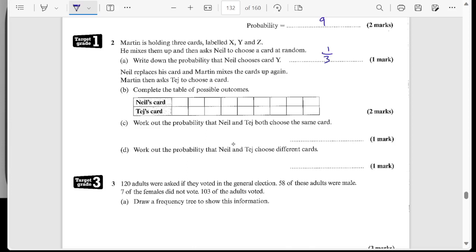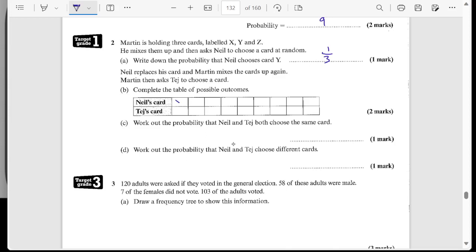Neil replaces his card and Martin mixes them up again. Martin then tells Tej to choose a card. Complete the table of possible outcomes. So we've got Neil's cards and we've got Tej's cards. Neil, so this is another way of listing outcomes. It's almost a sample space diagram.